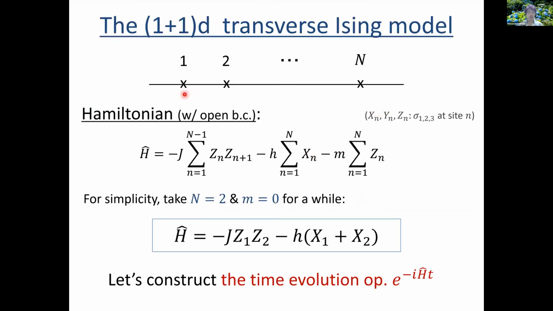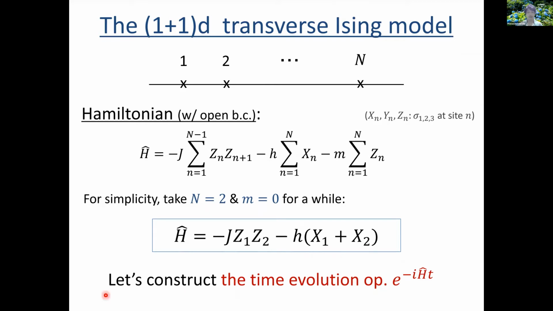Here, I focus on the 1 plus 1 dimensional transverse Ising model, whose Hamiltonian is given by this. Here, Xn, Yn, Zn mean the Pauli matrices at site n. First, we have the nearest neighbor interaction, transverse magnetic field, and longitudinal magnetic field. Here, for simplicity, let us take n equal 2 and m equal 0 for a while. In this special case, the Hamiltonian is explicitly given by this.